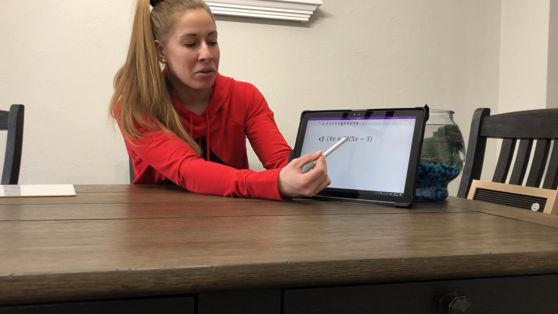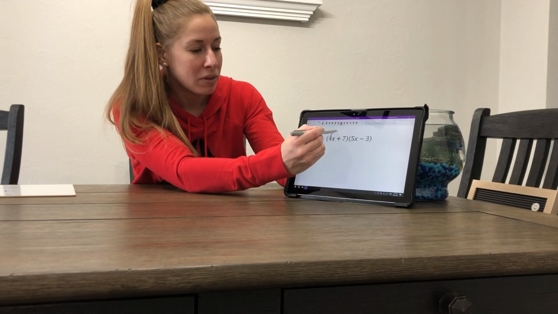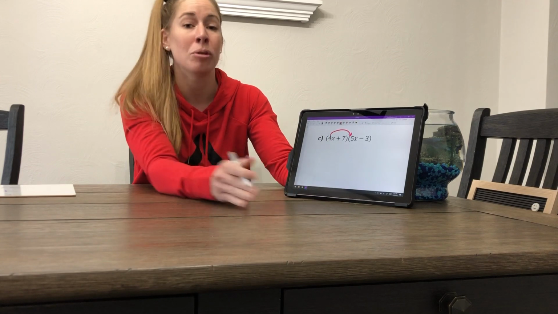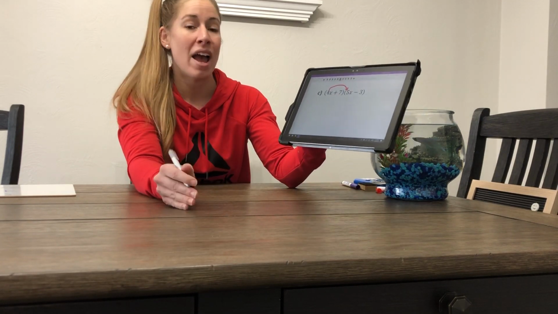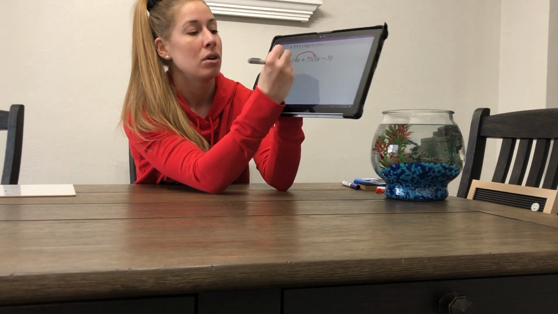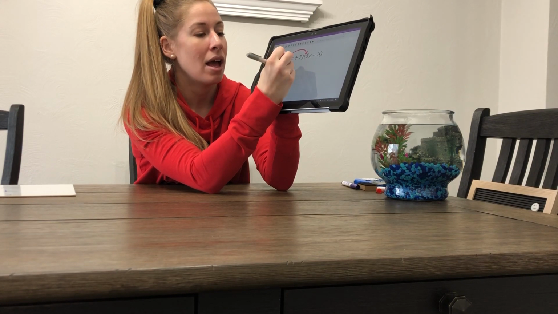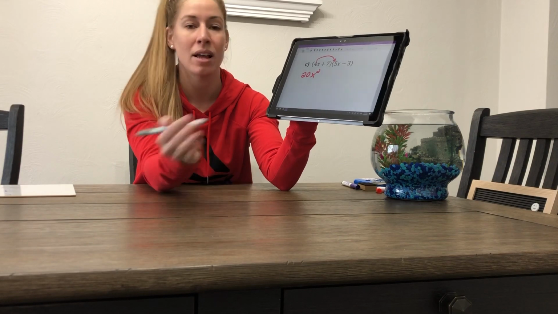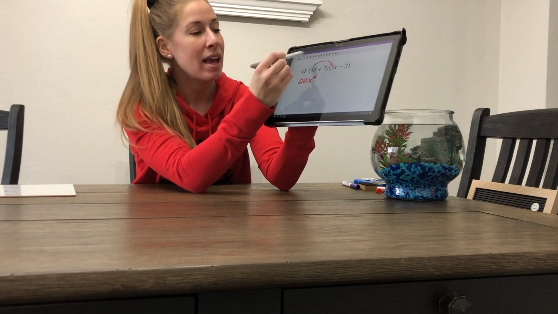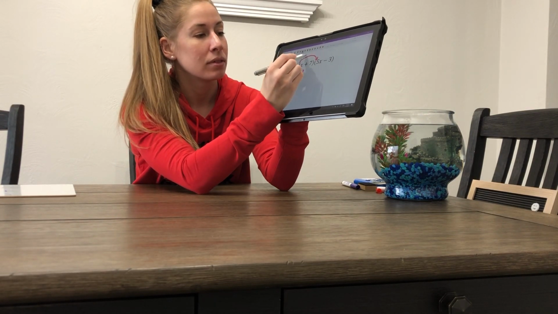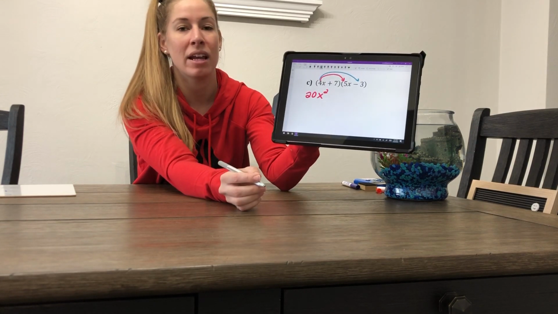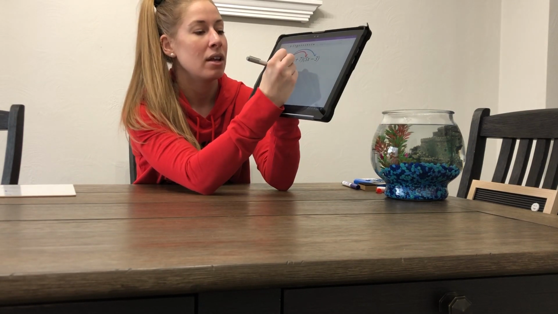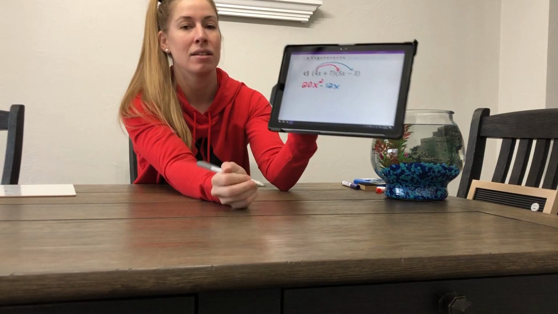You're multiplying a binomial times a binomial. So first would be 4x times 5x. You're multiplying. So 4x times 5x would give you 20x squared. Because that x times x gives you x squared. It's being multiplied by itself. The outer is that 4x times the negative 3, which gives you negative 12x.